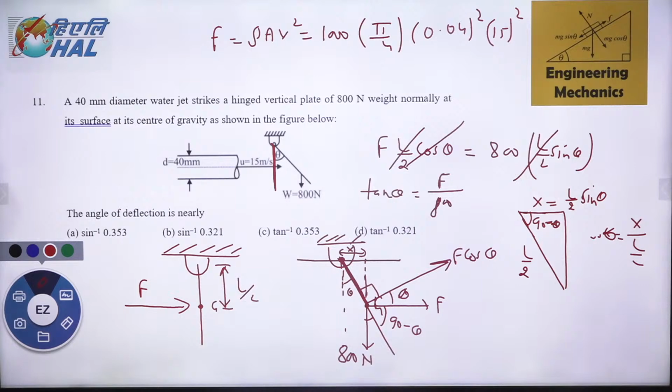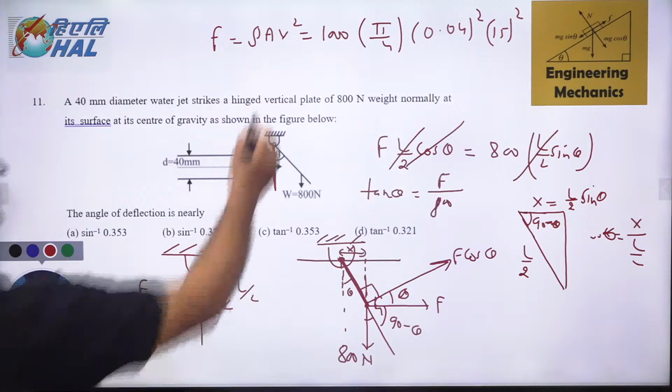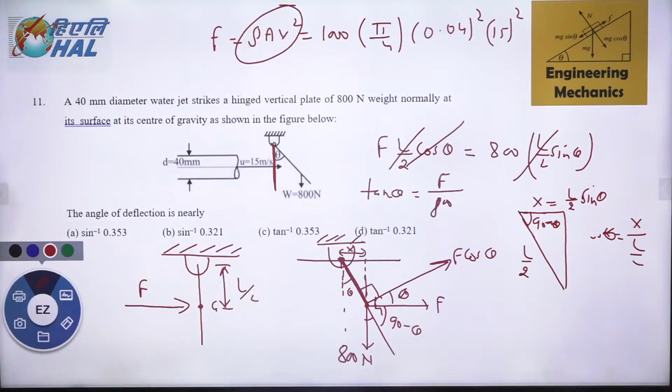What is the force applied by this jet? That is equal to rho into A into V square. A is nothing but area of cross section, pi by 4 into d square, area of cross section of the jet. From where did this formula come? That is from fluid mechanics. The force applied by the liquid jet on the plate is density into cross section area into velocity square.